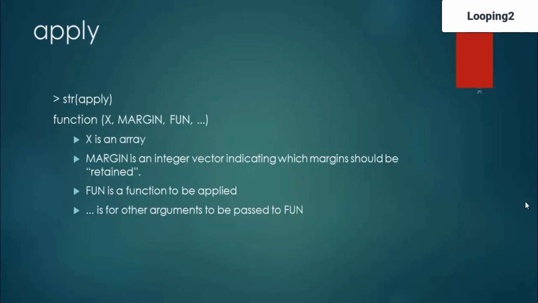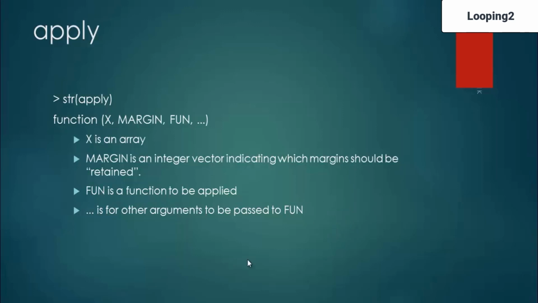So what does str of apply give you? It is a function which takes x, the margin, and a function. So basically the element, the list where the function is being applied, and you have an extra parameter called margin. So what is that? x is an array, and margin is an integer vector indicating which margins should be retained. Function is the function to be applied, and ellipsis, as always, is for the other arguments to be passed to the function.